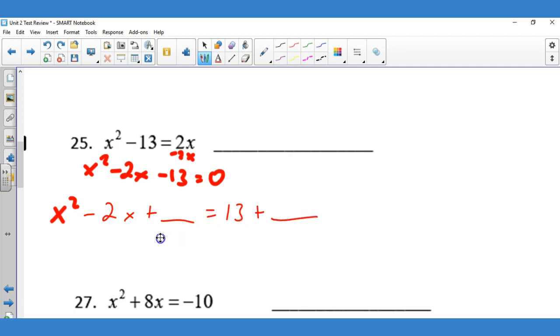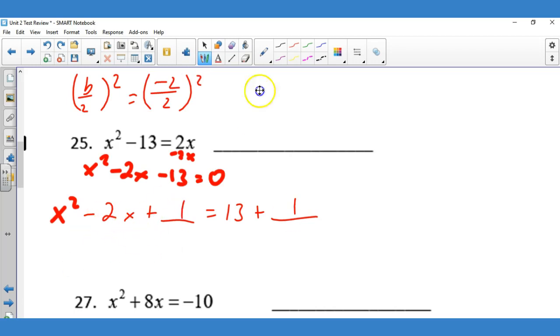So now let's complete the square. b divided by 2 squared. In this case, b is -2. So -2 divided by 2 is -1. -1 squared is 1.